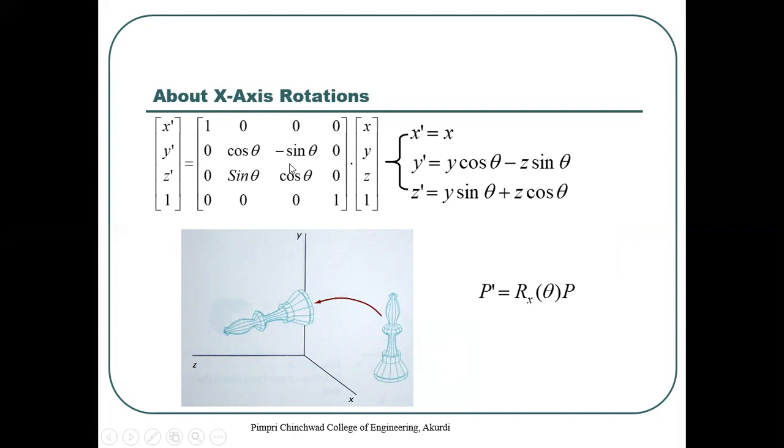Okay, so finally after performing the multiplication of this transformation matrix and this original vector, we'll get these new equations, that is x dash equal to x, y dash equal to y cos theta minus z sin theta, and z dash equal to y sin theta plus z cos theta. Okay, and the equation representing these operations is p dash equal to Rx theta dot p. Okay, Rx represents the rotation about the x-axis and the angle is represented by theta.